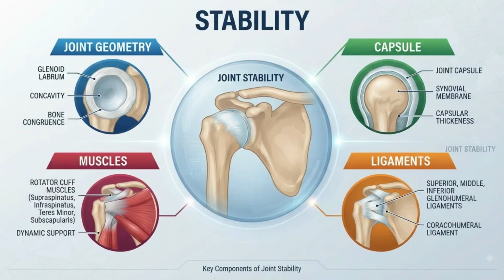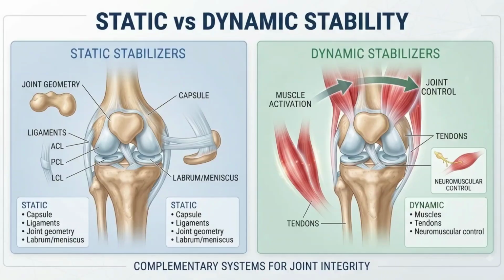We can broadly divide these contributors into static and dynamic stabilizers. Static stabilizers provide passive resistance to unwanted movement. These include the shape and congruency of joint surfaces, the joint capsule, ligaments, labra, and menisci where present. These structures are particularly important for maintaining joint stability when external forces are applied.